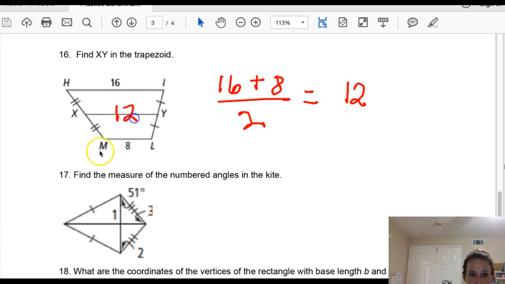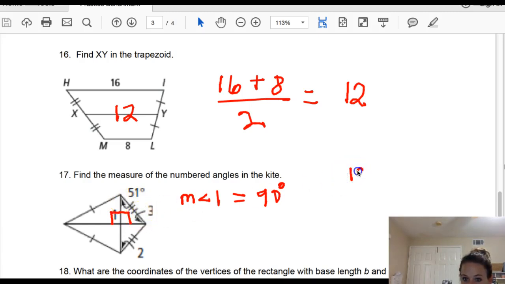All right. Let's go to this one. Find the measure of the numbered angles in this kite. So work through this. Let's see what we know. In a kite, we know this side is congruent to this side. This side's congruent to this side. We also know the diagonals here are perpendicular. So right away, I know angle 1 because diagonals are perpendicular. The measure of angle 1 is going to be 90 degrees. Good. If that's 90, this is also 90. If this is 90 and that's 51, I can figure out angle 3.